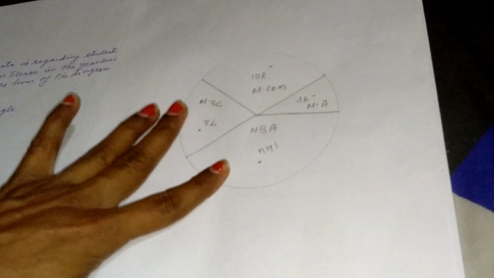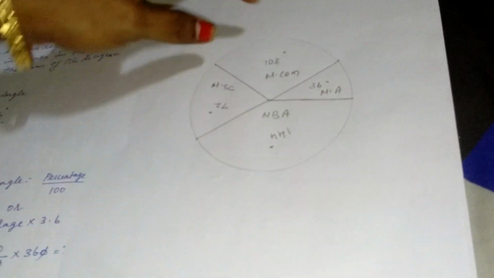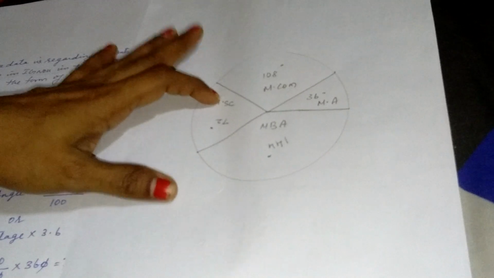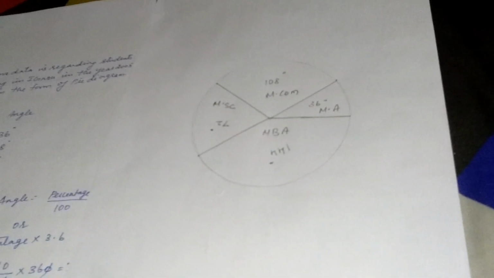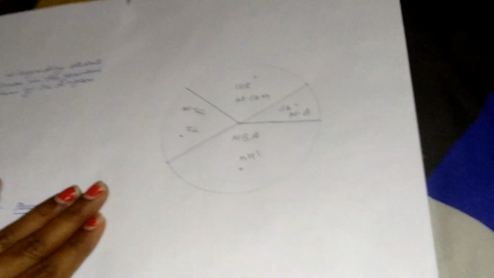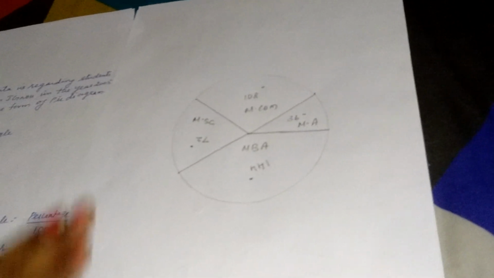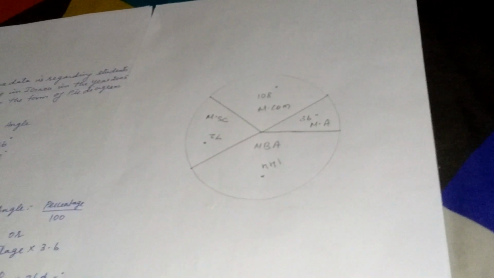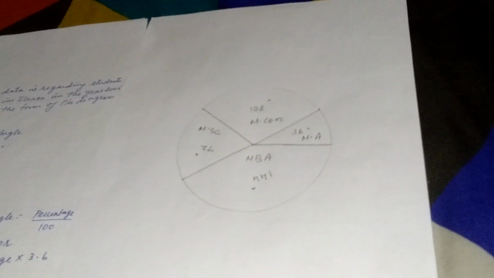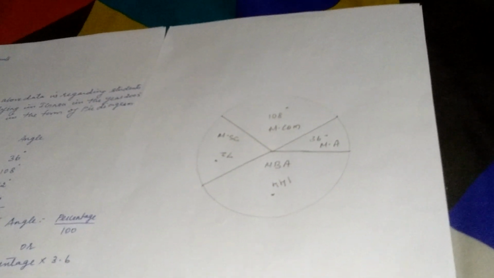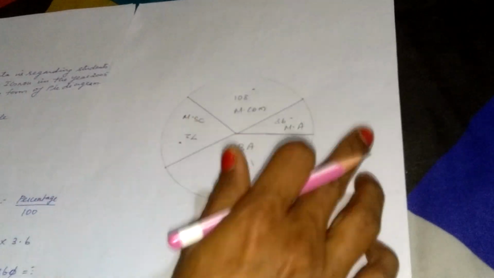Like this you can represent it, or instead you can fill it with different colors and mention down the index, as in a bar diagram we mention the index. Like that you can also mention the color, which color stands for which course. That also you can do. To make it simple I have done that. It is up to your wish how to present the pie diagram, but this is how you have to do it.